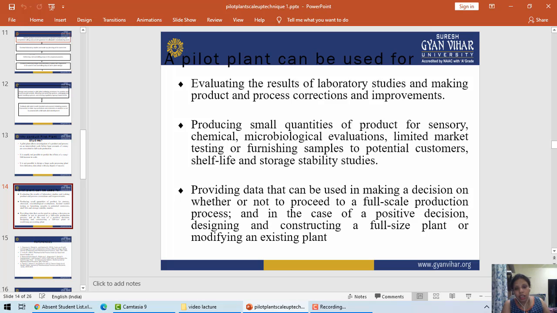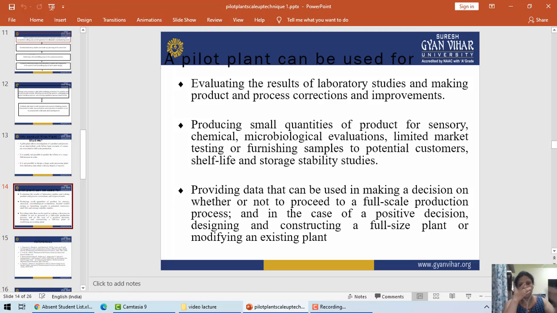Because we cannot predict the many-fold increase in the size or the batch size, we have to do an intermediate optimization. That intermediate optimization is known as pilot plant scale up, and scale up is the process which is in between the research laboratory and the manufacturing process.